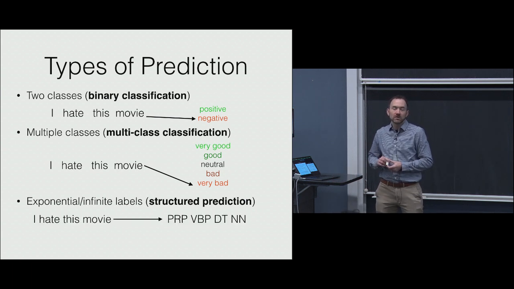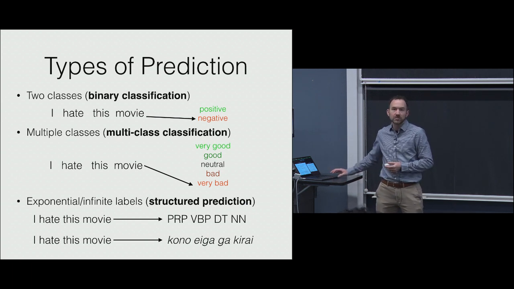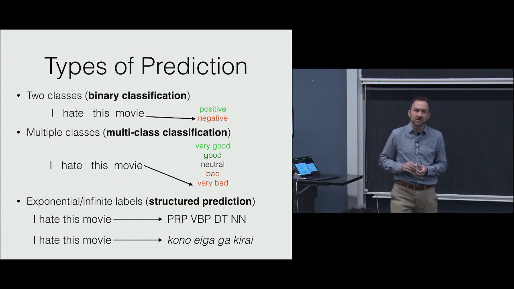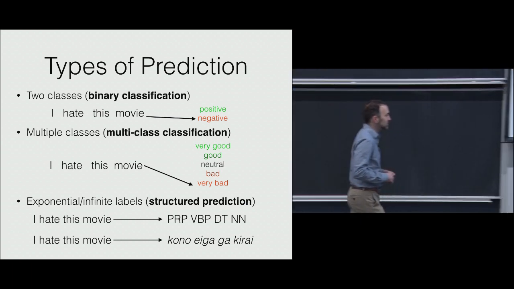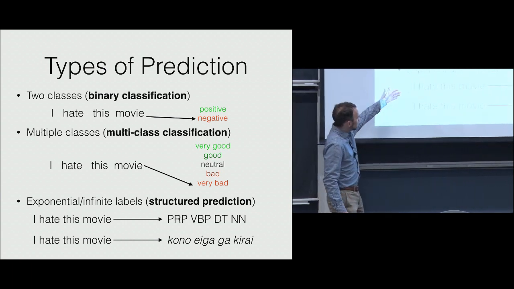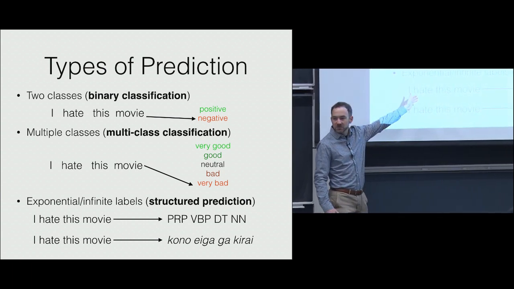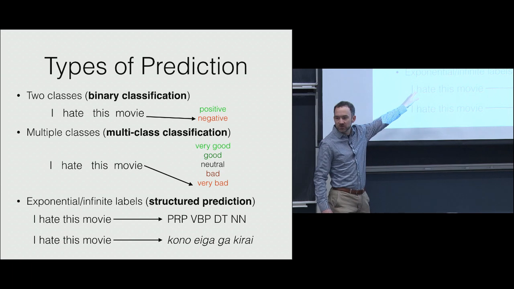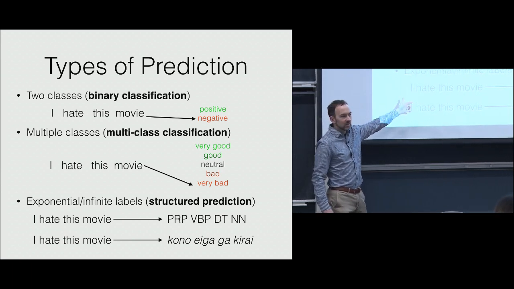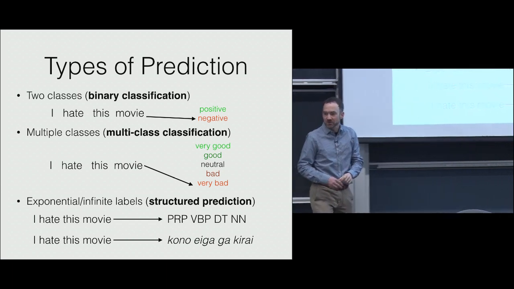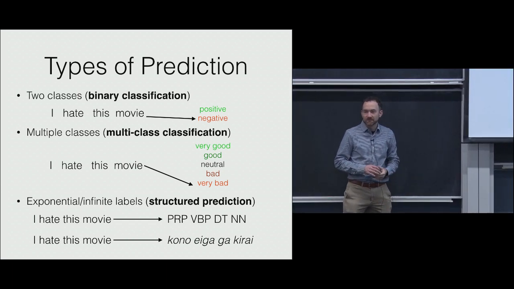One example of this would be to take the sentence and turn it into part of speech tags over each word. Another example would be to take the sentence and translate it into another language, for example. And the reason why I say exponential or infinite number is, let's say there's 50 part of speech tags that you could possibly be predicting, and you need to predict one for each word. Or let's say there's 10,000 words in your vocabulary. How many classes do you have for each of these examples? Any ideas?